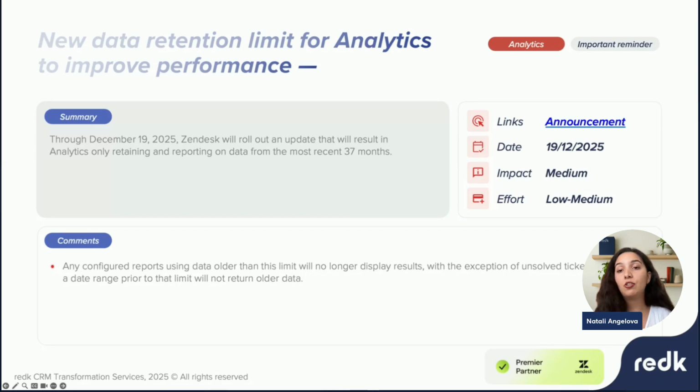So, if your organization relies on analytics for historical reporting beyond 37 months, you may wish to take one of the following steps before this change takes effect. The first one, you can export reports and dashboards that rely on data older than 37 months, or second, you can adapt your workflows by accessing historical data through other Zendesk sources, such as searching directly in the agent workspace, exporting ticket and user lists from the admin center data export feature, or pulling historical raw data from your account using the Zendesk API.